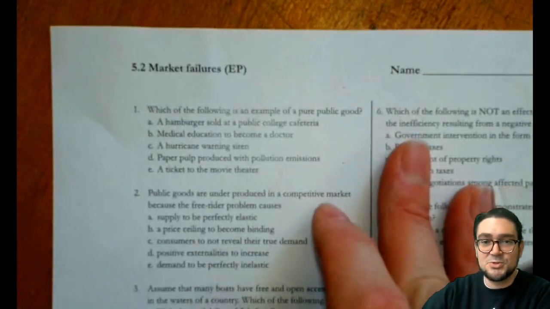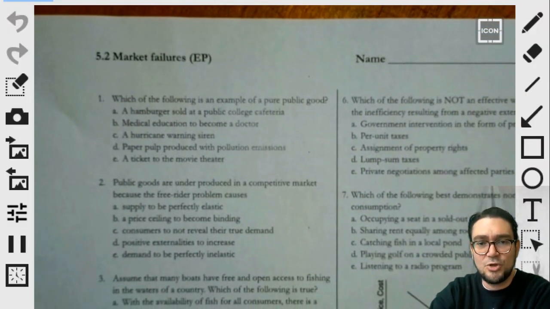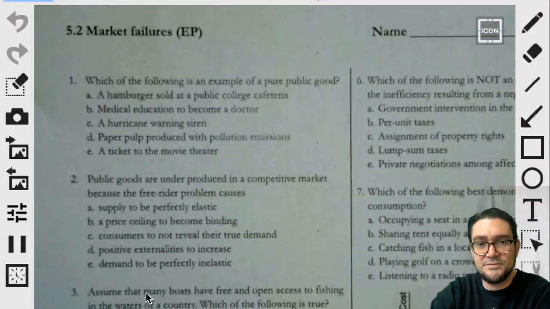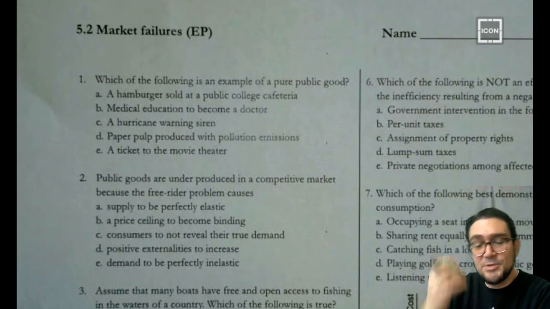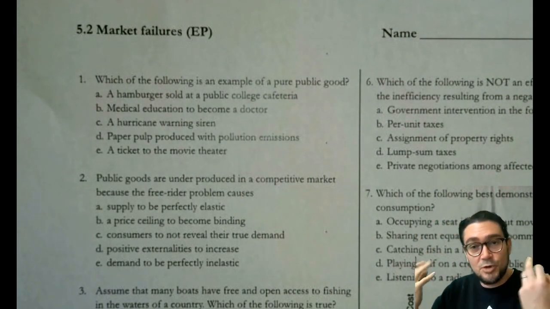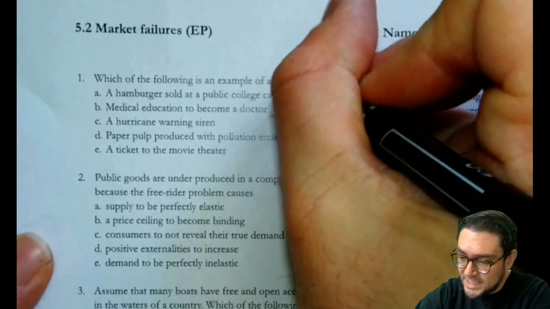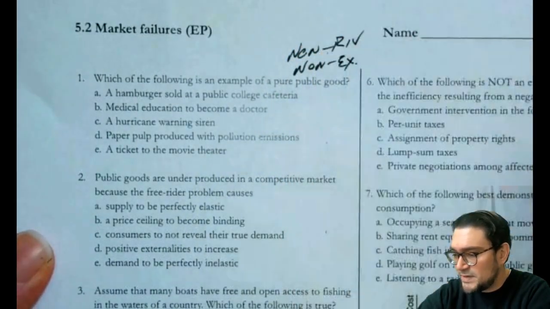All right, so we'll take a look here then at the extra practice multiple choice. Number one, which of the following is an example of a pure public good? I'm going to zoom in just a shade here and see if we can get this to focus. Pure public good, a hammer? No, because it's rivalrous, right? A pure public good would be non-rivalrous and non-excludable. So let's see if we can find one of those.